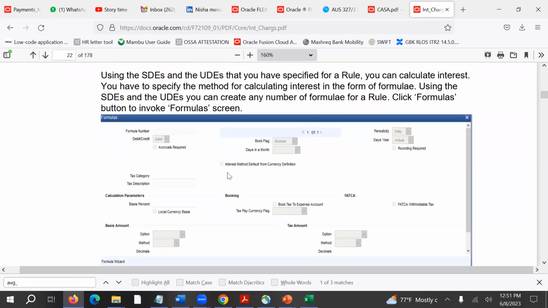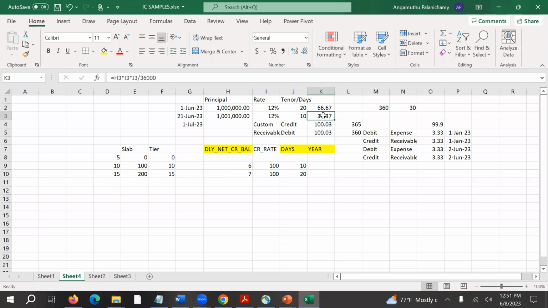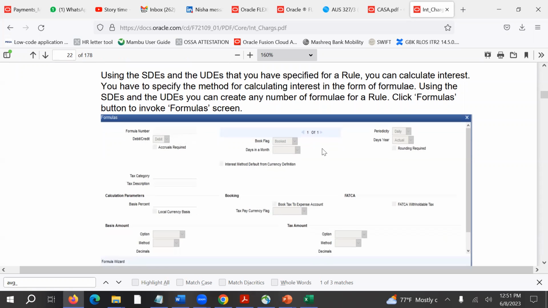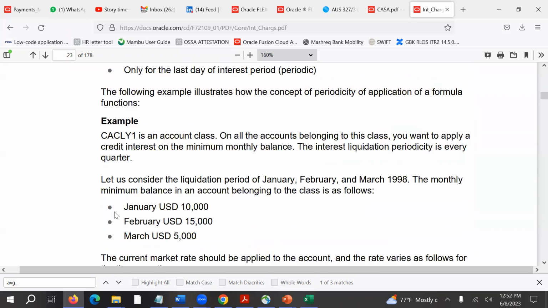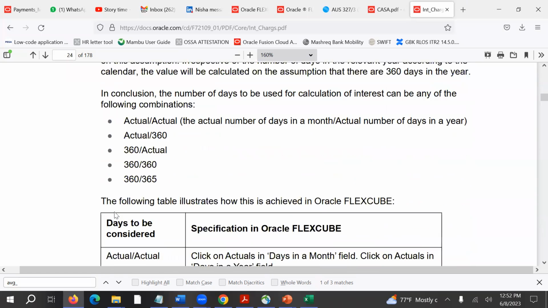That's why we are not hard coding 360 in the formula. Otherwise, we could ignore this year and hard code 360. Why are we not doing that? Because I will be using the same formula for multiple currencies, and every currency has its own consideration. That's why we are not hard coding it; we are using this year in the formula. These are the main things. And then underneath you have the formula wizard. In the formula wizard only, we will give this expression.